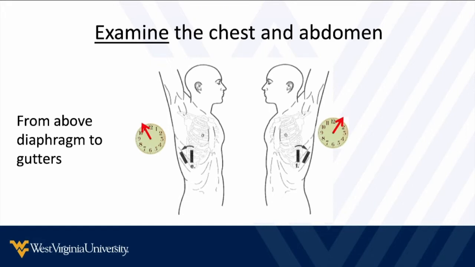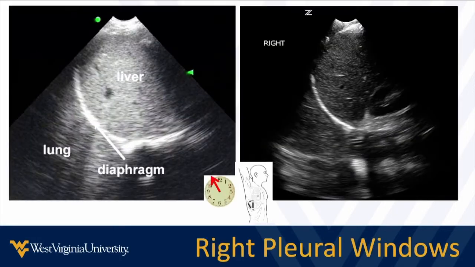We don't want to take single pictures. We want to take multi-slice imaging examinations. We start above the diaphragm and work our way down into the paracolic gutters. So let's take a look at what that might look like.